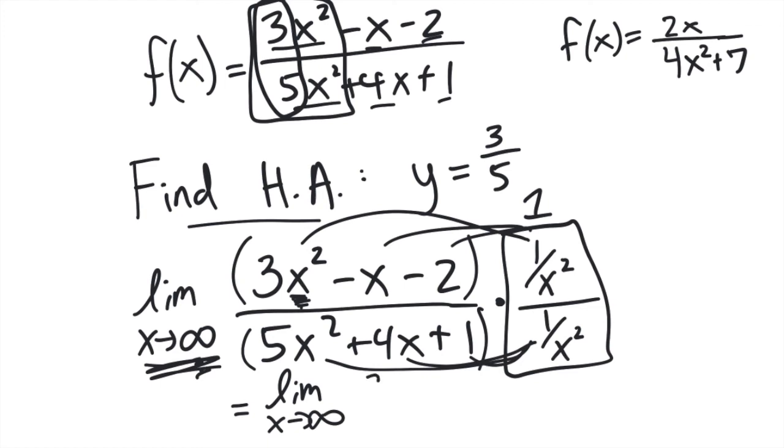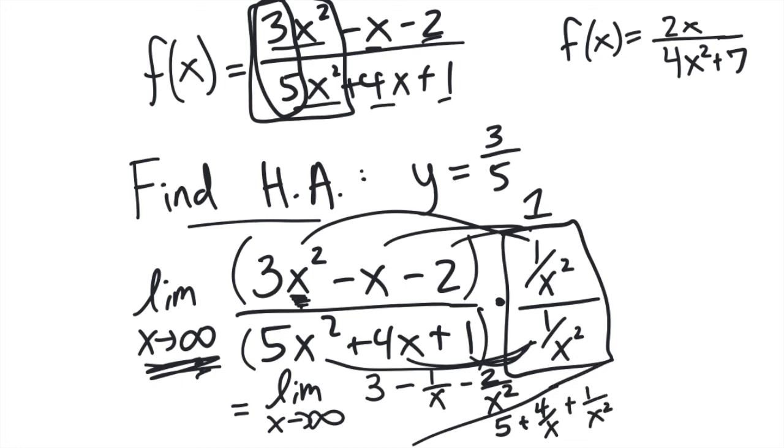On the top, we're going to have 3, because the x squareds cancel. And then minus, you have an x over x squared, which is the same thing as 1 over x, and a minus 2 over x squared. So that's all on the top. Run out of room a little bit here. And on the bottom, we have just a 5, and then a plus 4x over x squared, so it really ends up being 4 over x. And then at the end, we have a plus 1 over x squared.